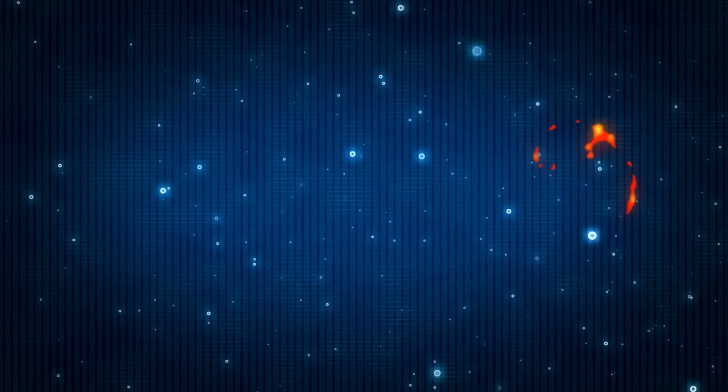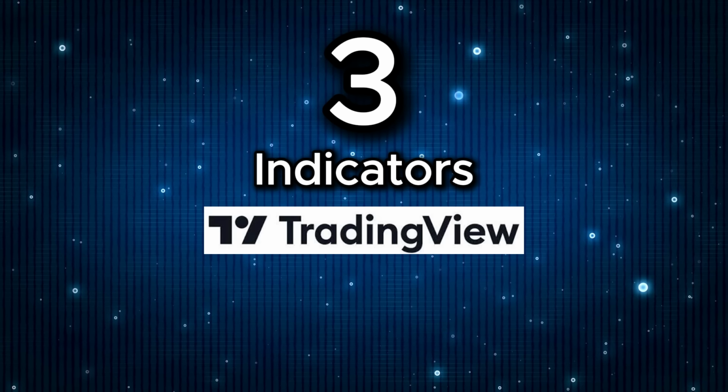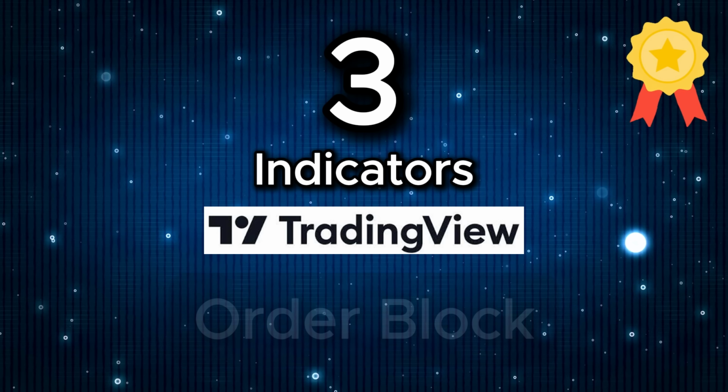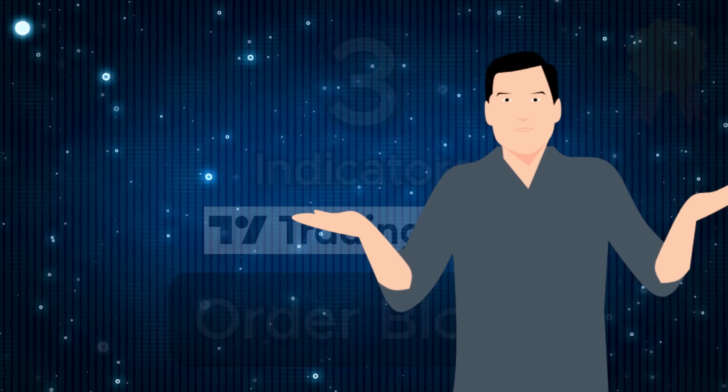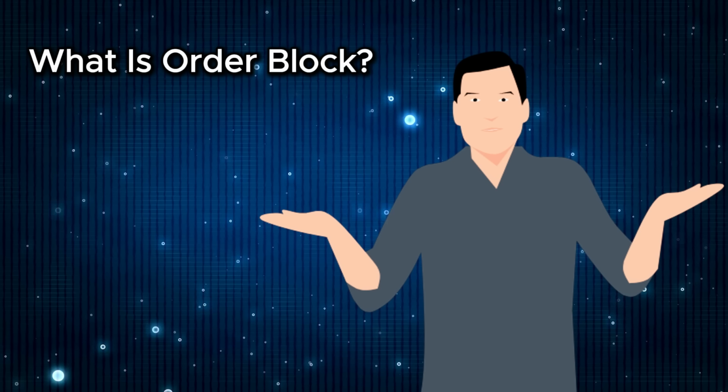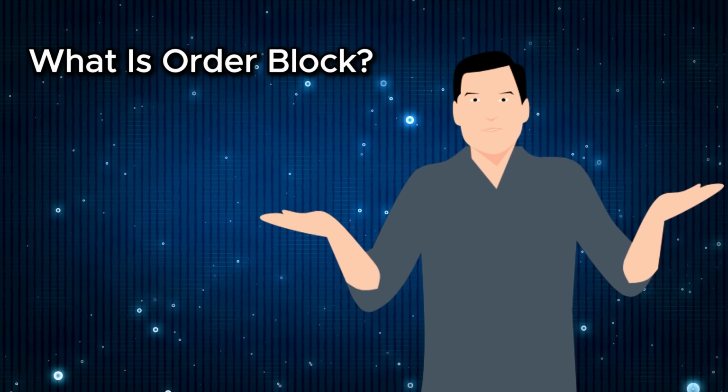I want to introduce 3 indicators on TradingView that are the best and the only indicators that you need to identify order blocks. But you may ask, what is an order block? I explain it very shortly, only in 1 minute, and then I add the indicators and explain the indicators.